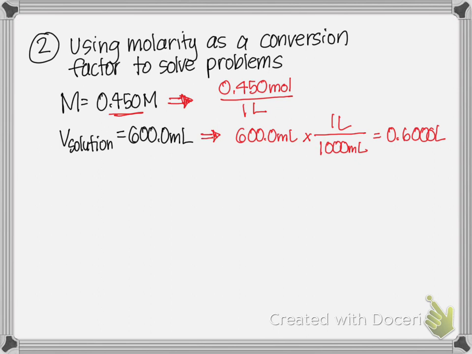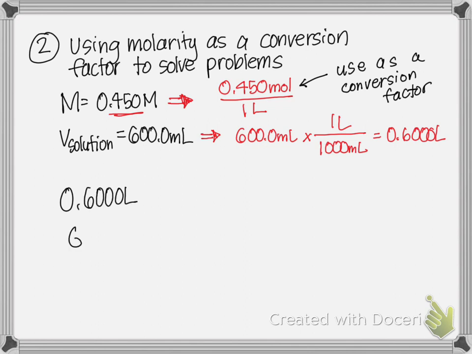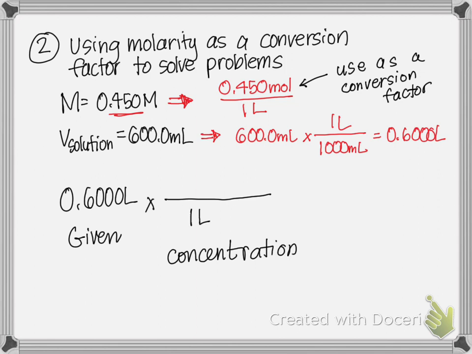So just like any other conversion problem, this is going to be used as a conversion factor. So don't start the problem with conversion factors. Okay, you're going to start with the other stuff. So we know that we have 0.6 liters. And then we're going to use the concentration here. Since it's liters, we're going to put the 1 liter on the bottom and the 0.450 moles on the top.